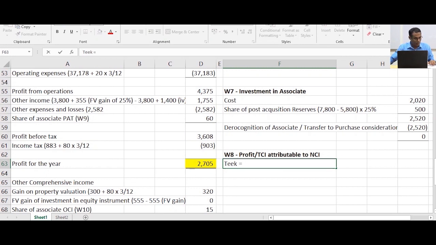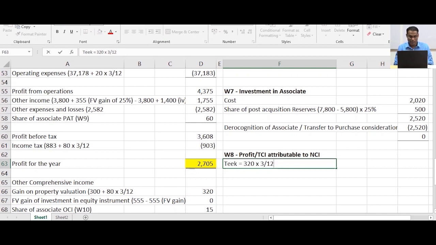So with regard to Teak, how much is the total profit? If you go to the individual profit or loss of Teak that is given in the question, how much is that? 320. Okay, 320. Out of that you have to take the last 3 months, multiplied by 3 divided by 12, because it was a subsidiary only in the last 3 months. Okay, for the first 9 months it was an associate. If it is an associate, there is no allocation to the non-controlling interest. So non-controlling interest is there only when Teak is a subsidiary.